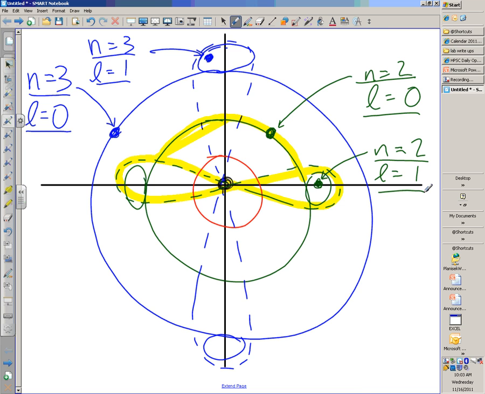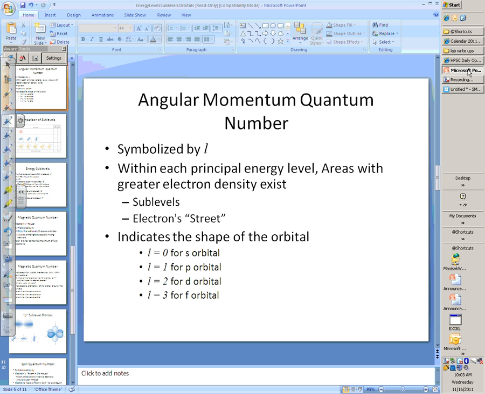L stands for the angular momentum quantum number. Okay? That basically tells you what sublevel it's in.